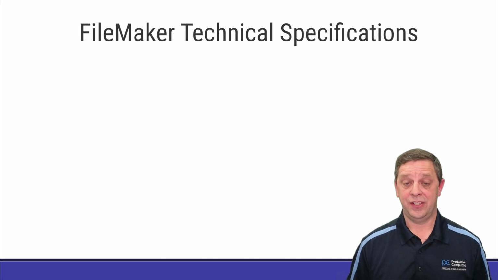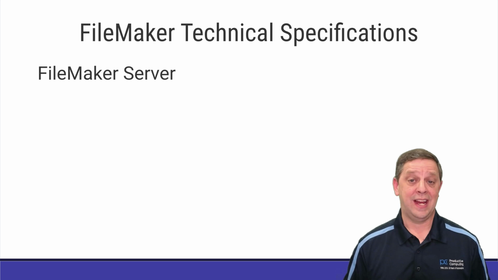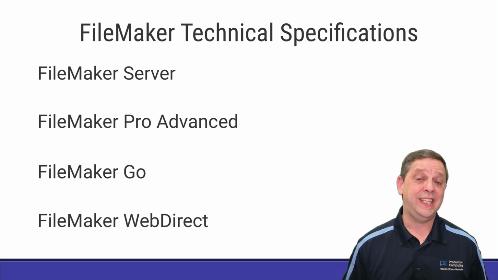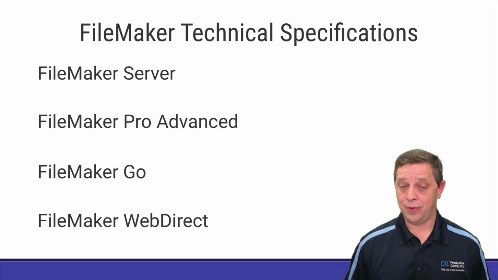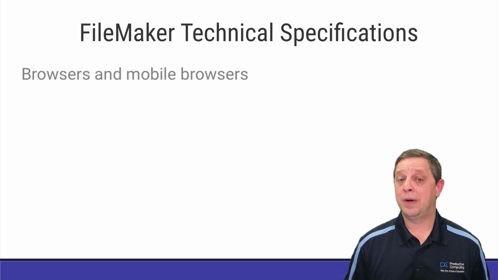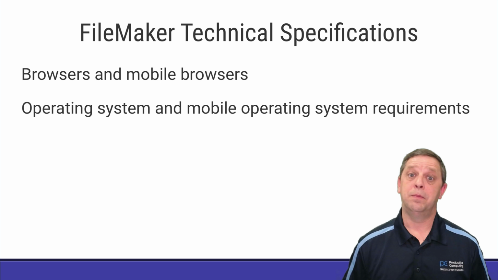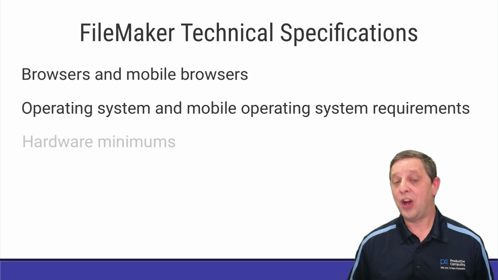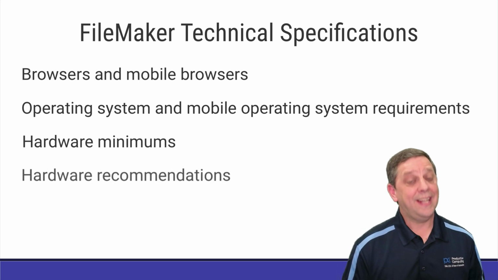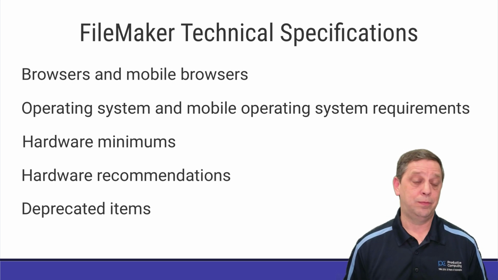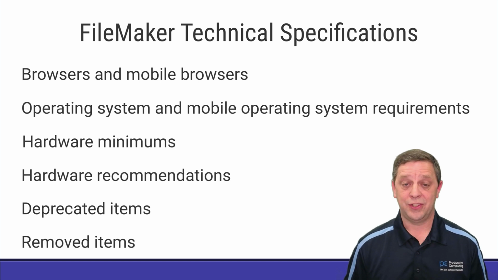These technical specifications are going to cover Server and FileMaker Pro Advanced and Go and WebDirect, and for each one of those platforms you have the compatible browsers and mobile browsers and the operating system requirements, the mobile operating system requirements, the hardware minimums, the hardware recommendations, and the deprecated items in this version, as well as the items that are completely removed.